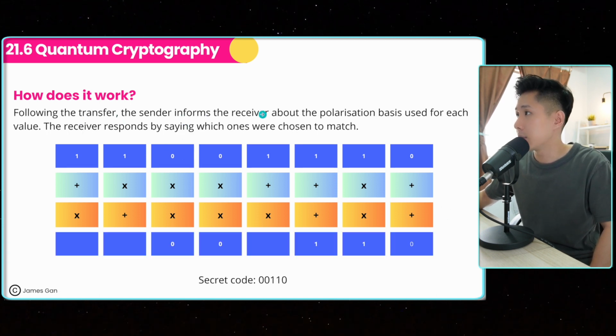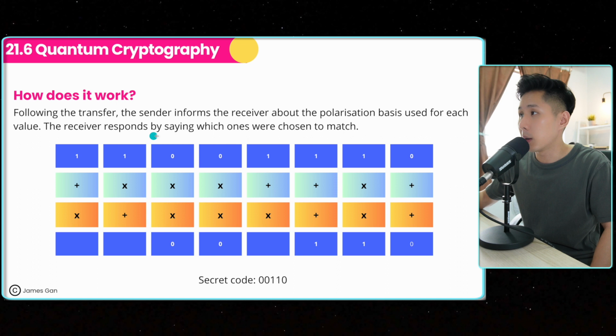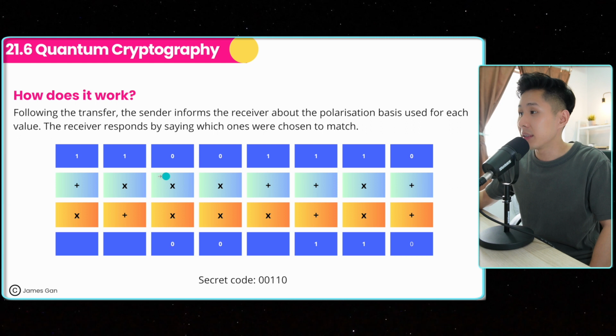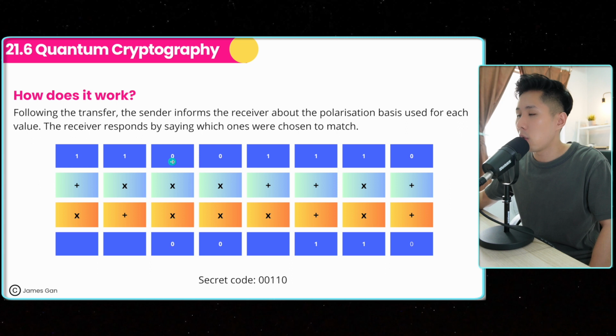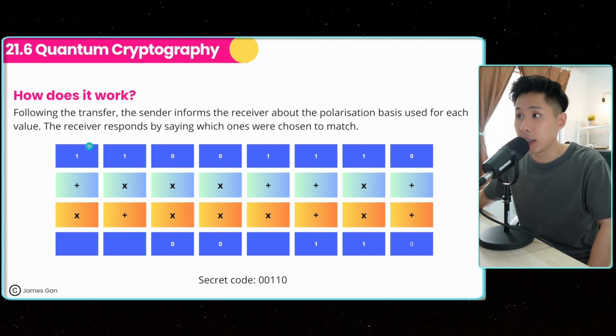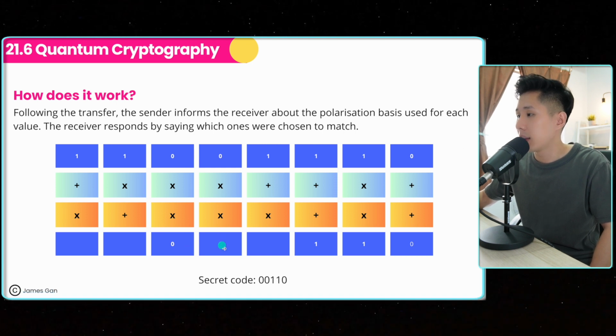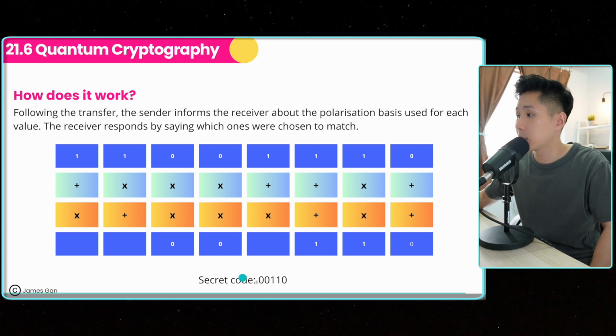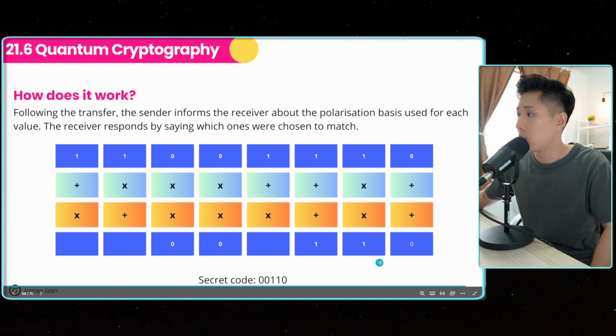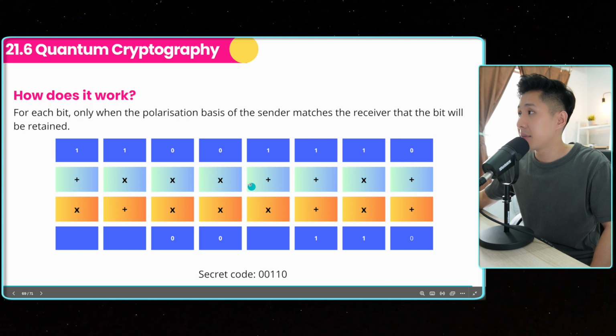Following the transfer, the sender informs the receiver about the polarization basis used for each value. The receiver responds by saying which ones were chosen to match. So only when the polarizations are equal to each other will the bit be considered. So for example, in this case, this one bit here will be ignored because the polarizations are not the same. So when we only take in the bits in which the polarizations are the same, that's why the secret code is 00110.